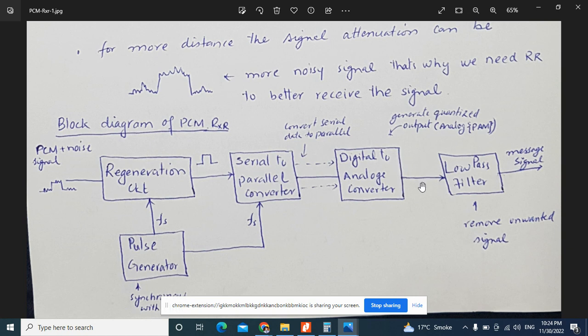After that, because we are detecting the signal, we are reconstructing the information. On the receiving side, we usually use a low pass filter, whose cutoff frequency is the highest message frequency. When you pass the signal through the low pass filter, it will remove the unwanted signal, and then it will give you the message signal.